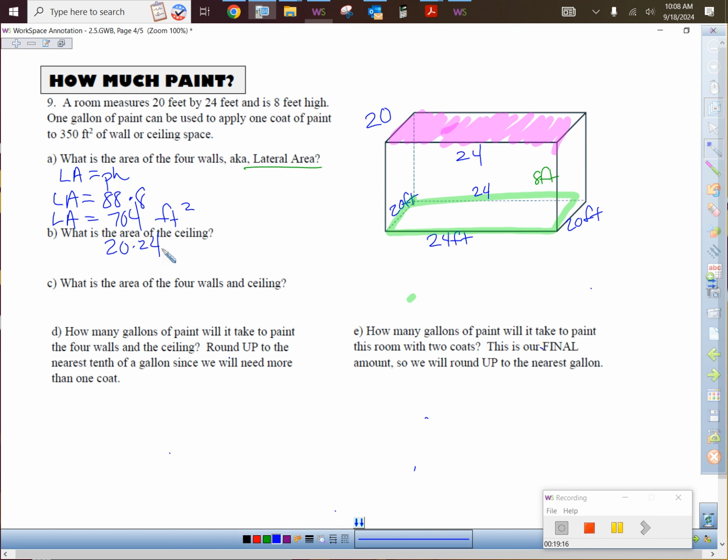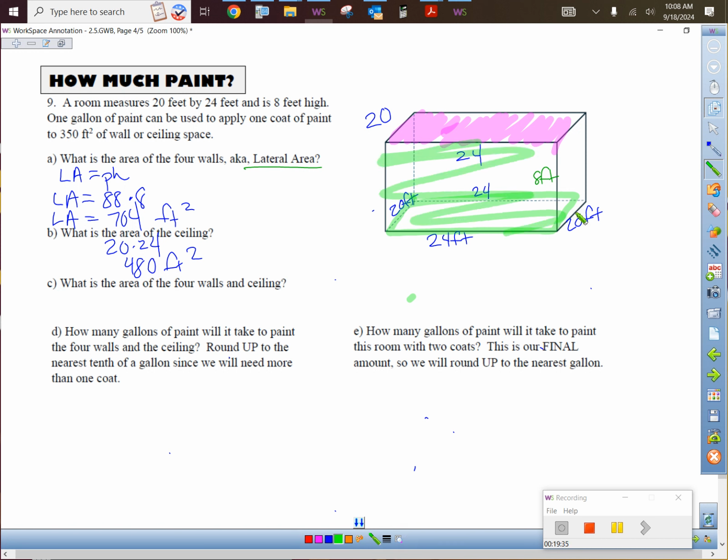Those are notes so you can look back and see what you did when it's quiz time. It's like, oh, I took 20 times 24. So that is 480, is that right? Yes, 480 square feet. So does it make sense to you that we got to paint all four walls?